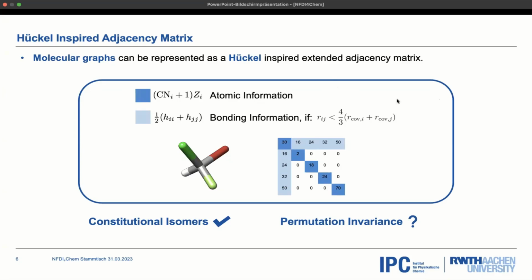Every time there is a bond, it's just like a measure based on covalent radii. We have a mean value. So we see, okay, here we have element information, and here we have the bond information. So with that, of course, one could already describe constitutional isomers, but what about permutation invariance, right? Because we could interchange columns or rows, and we get a different matrix, and then we have a different identifier. This would not be good.